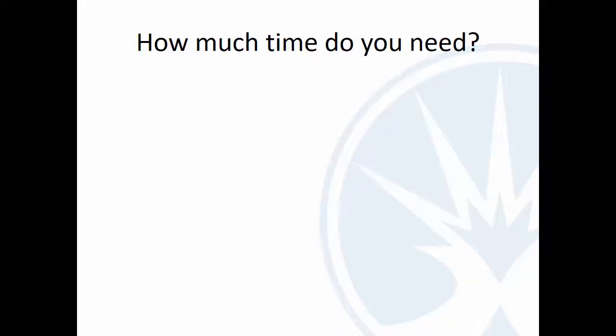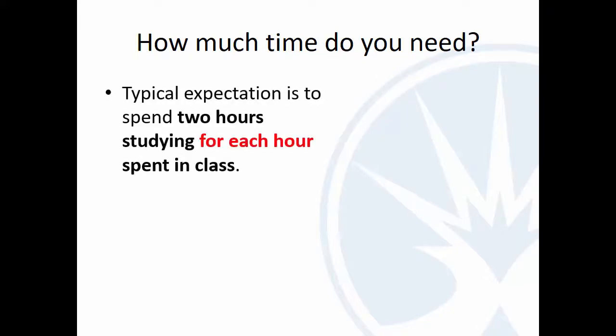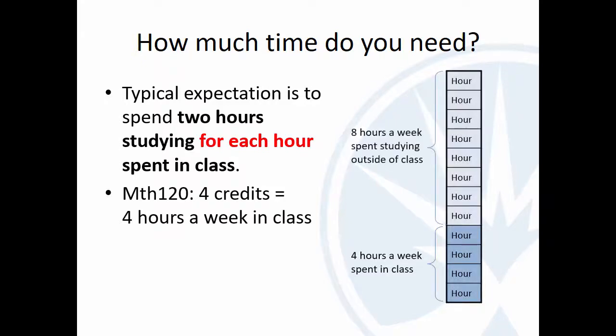Probably the most important topic in this video is time. How much time do you need? When do you spend it? So let's talk a little bit about that. I'm not sure if you're familiar with this, but the typical expectation is 2 hours studying for each hour spent in class. So we are 4 credits. That means 4 hours a week in class if we were taking this in class. So we've got 4 hours a week in class, 8 hours a week spent studying outside of class.